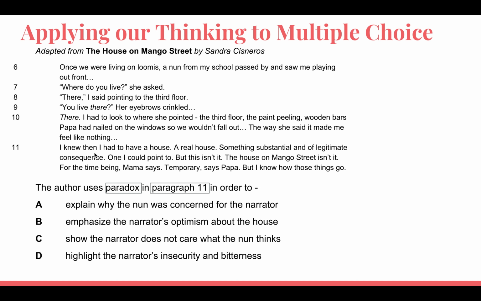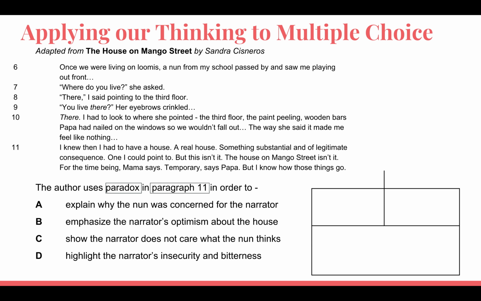It says, "I knew then that I had to have a house, a real house, something substantial and of legitimate consequence, one I could point to. But this isn't it. The house on Mango Street isn't it. For the time being, Mama says. Temporary, says Papa, but I know how these things go." All right, so I'm going to make my chart again, and I need to look at the two opposite things.